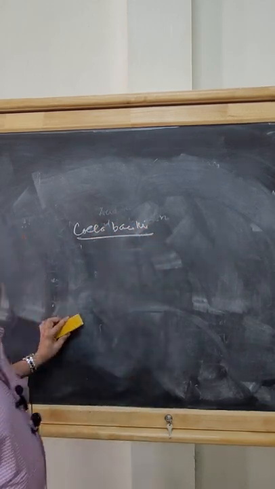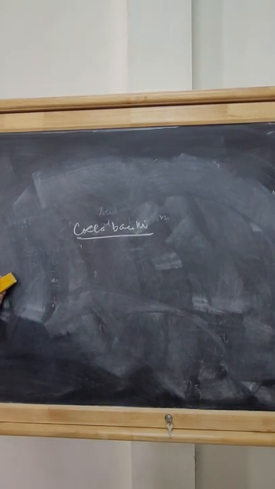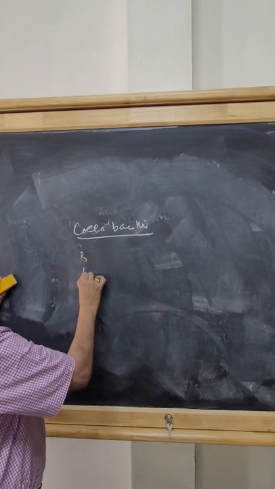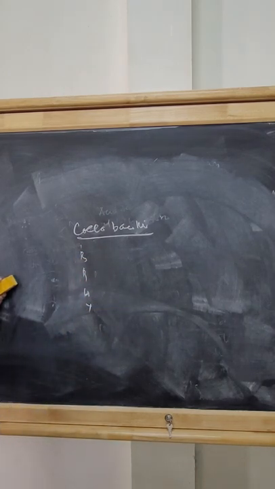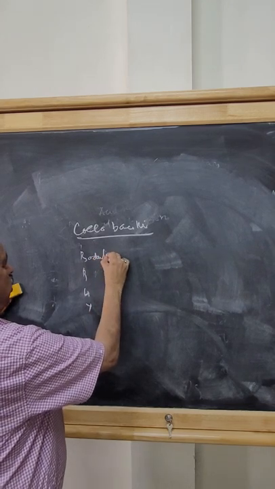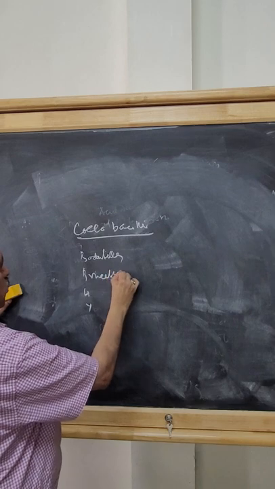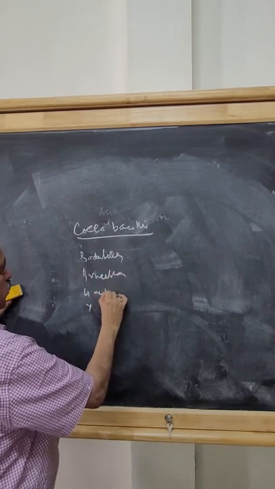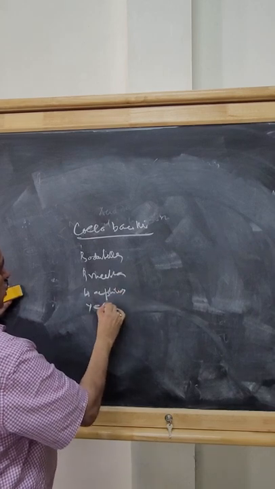You remember, they are all gram-negative, and neither cocci nor bacilli. You remember with the mnemonic BBHY. Bordetella, Brucella, Haemophilus, Yersinia. Gram-positive are 5.